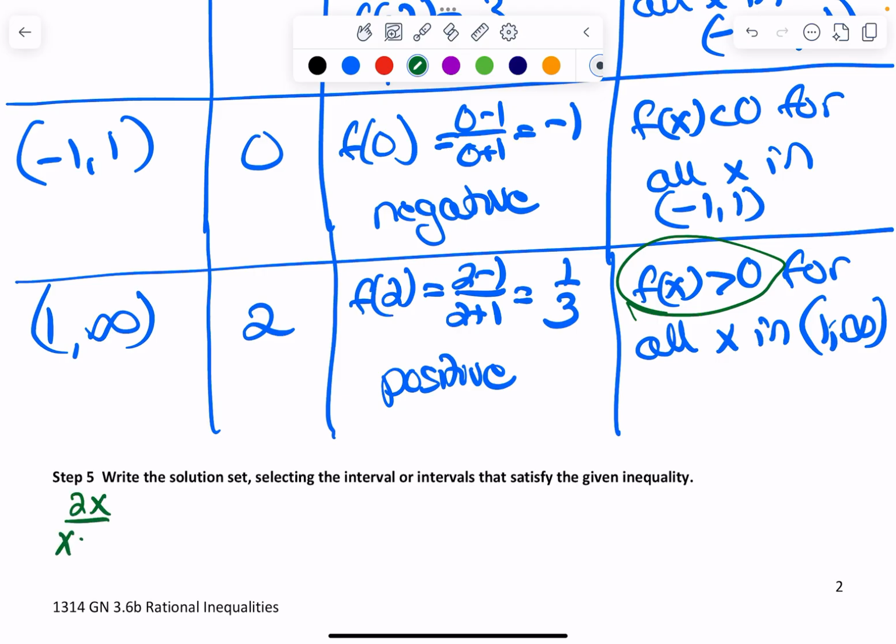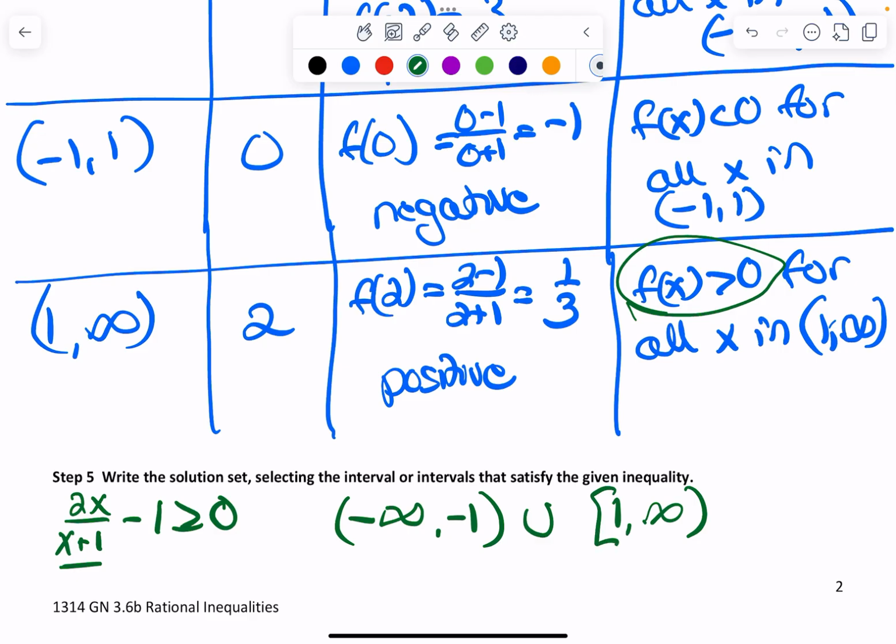So the original was this one right here. The positives are -infinity to -1. -1 is not included because then we'll be dividing by a 0 right here, the denominator. Or 1 to infinity is a positive. 1 is included because we have the equal sign right here with the greater than sign. And that does not look like we have it.